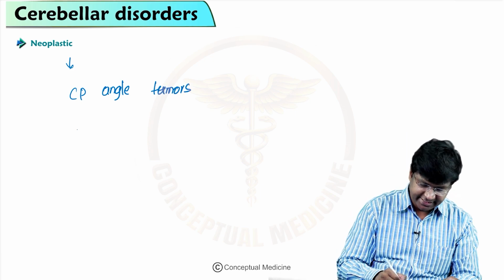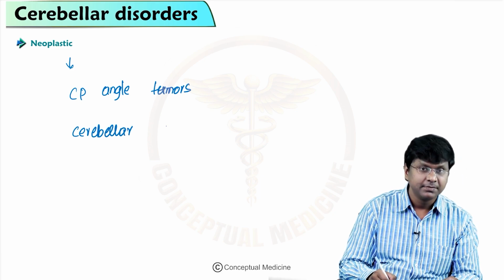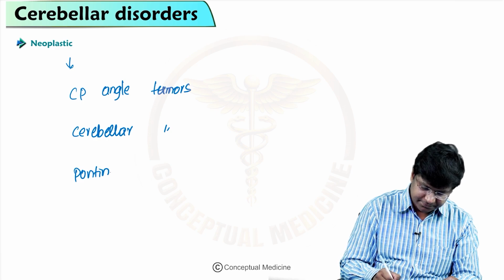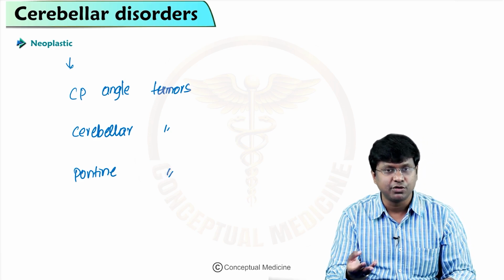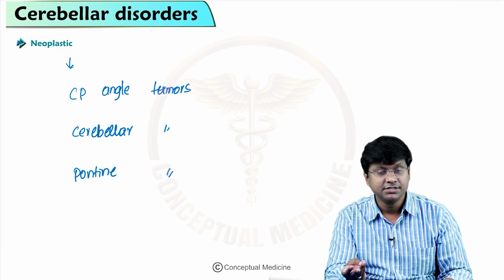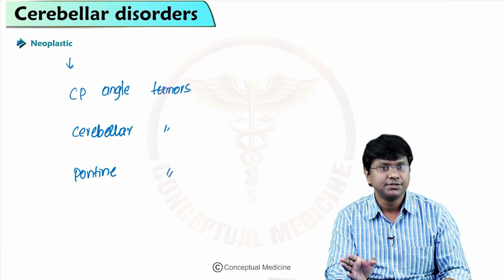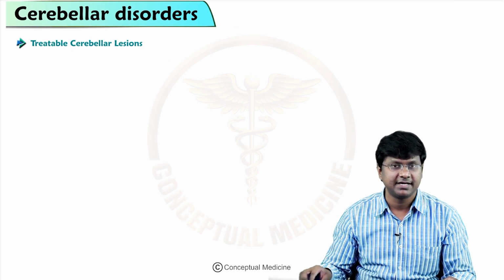Then we have cerebellar tumors. And third we have pontine tumors. Okay, so these are the neoplastic diseases which will cause gradual onset of cerebellar symptoms: CP angle tumors, cerebellar tumors, and then pontine tumors. And then what are the treatable cerebellar lesions?